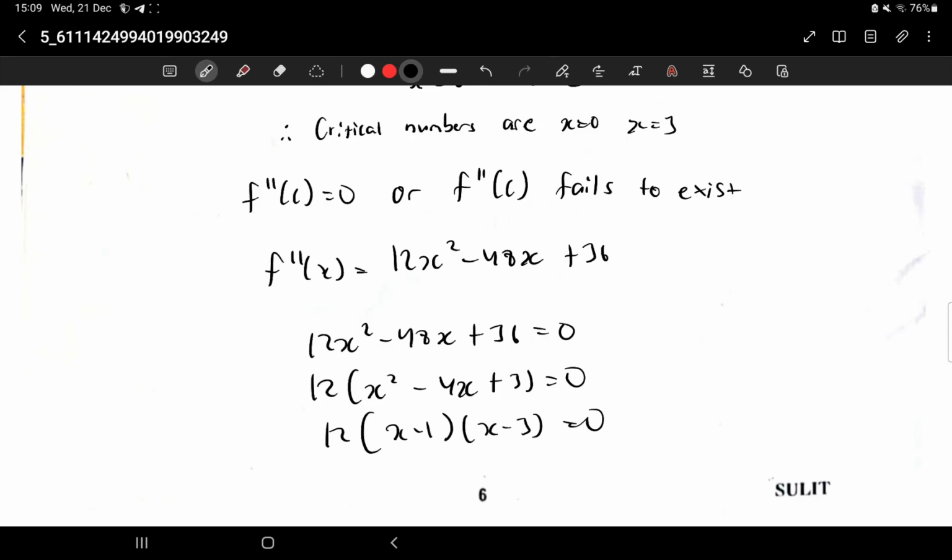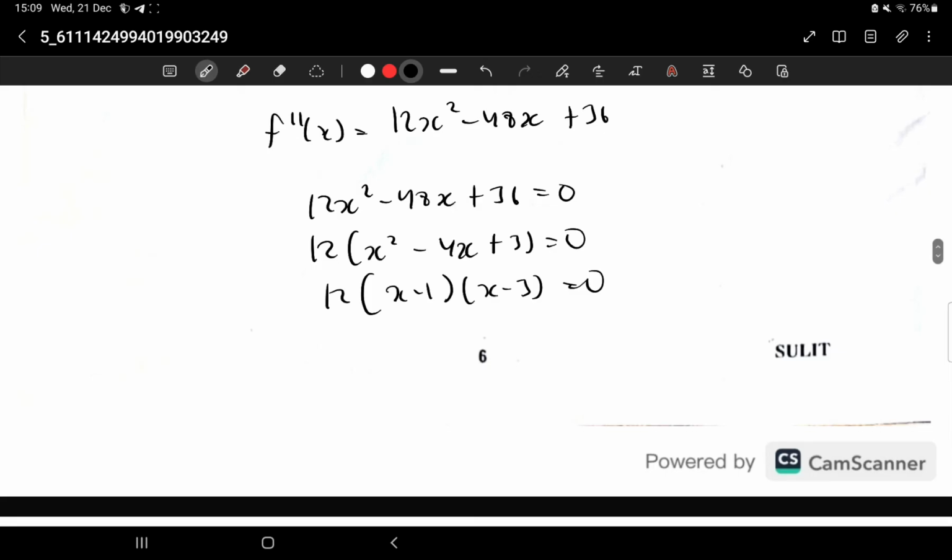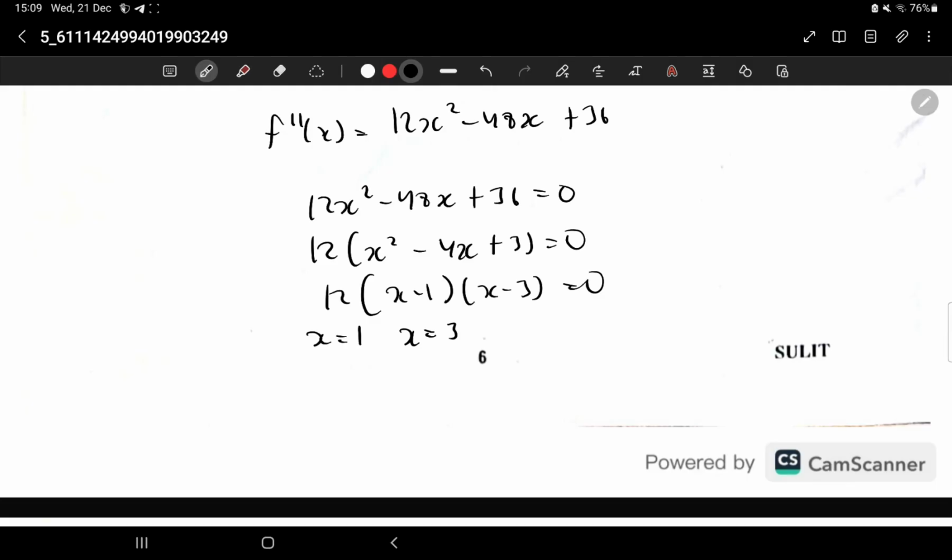So hold on, let me find it first. Inflection, a point on the curve where the concavity changes. Okay. So concavity changes at x is equal to 1, and x is equal to 3. Both of these points are the points where the concavity changes.